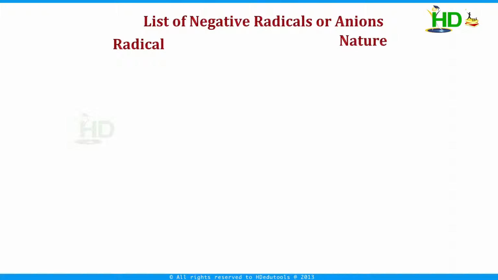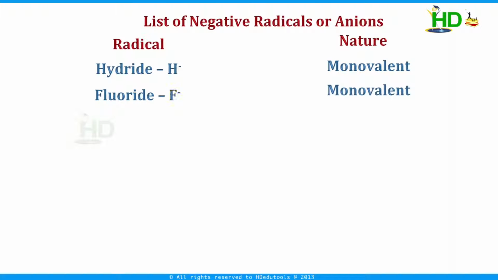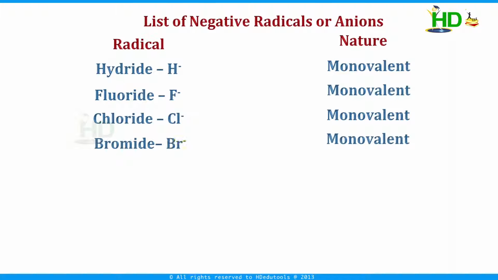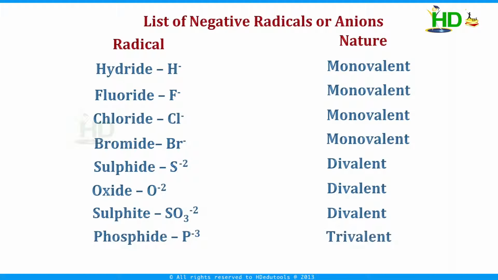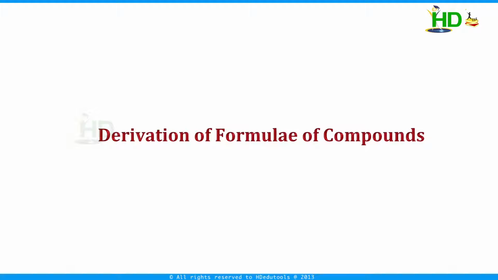Now we take some negative radicals. Negative radicals are formed due to addition of electrons. In this case, hydride H minus, fluoride F minus, chloride Cl minus, bromide Br minus. These are all monovalent. Sulfide, oxide, sulfite, these are divalent. Phosphide P minus 3, nitride N minus 3, these are trivalent. Now we discuss the derivation of formulas of compounds.